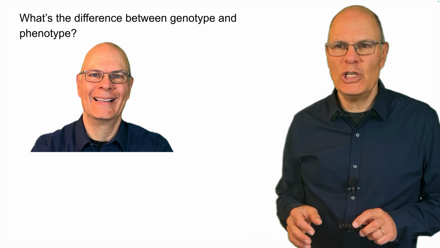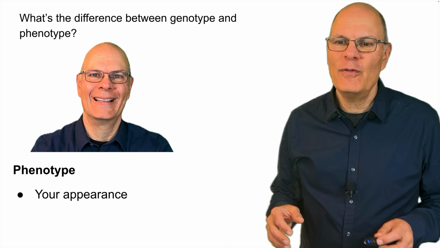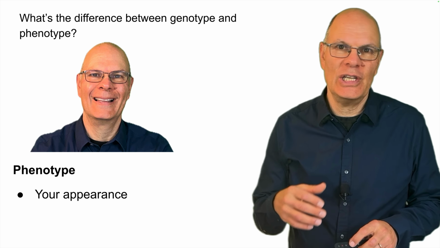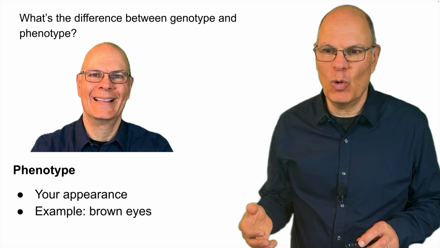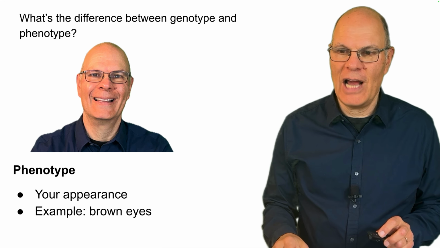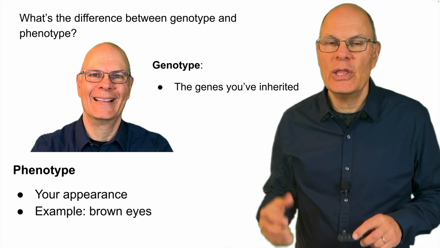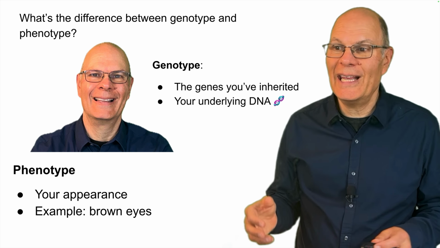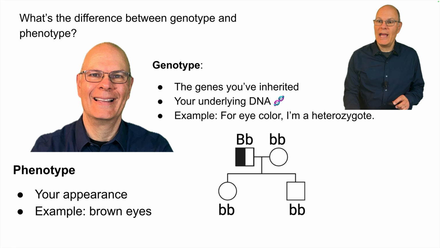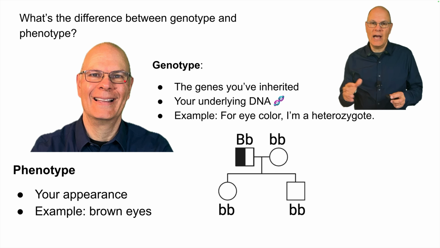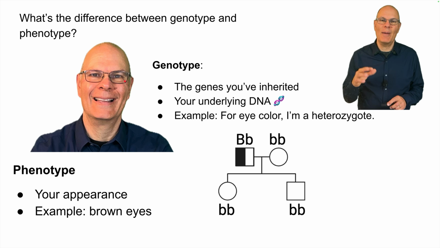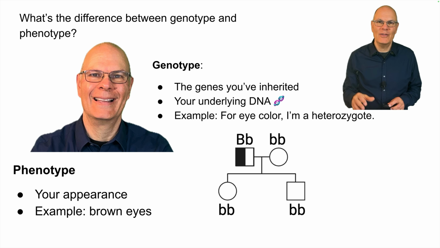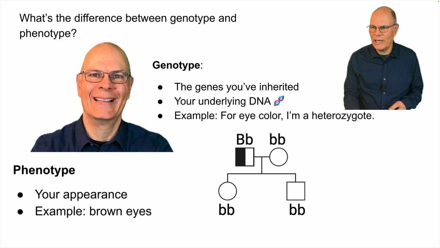What's the difference between genotype and phenotype? Phenotype is your appearance. It's the observable characteristics in an organism. An example is brown eyes. Genotype is the genes that you've inherited, the type of genes that you have. It's your underlying DNA. In my case, my eye color is brown. That's a dominant phenotype, though eye color is actually complex. There are many alleles involved in determining eye color. Actually, I think it's about 3, but I'm a heterozygote. So my genotype would be like capital B, little b.